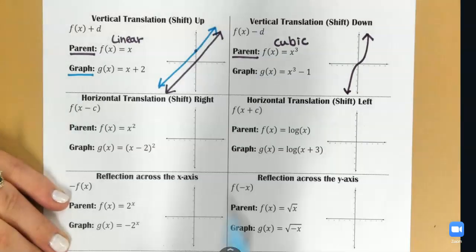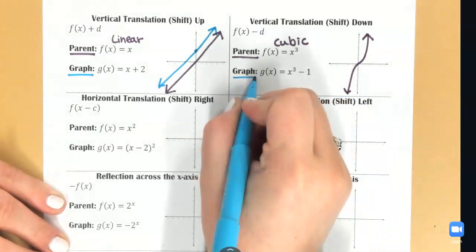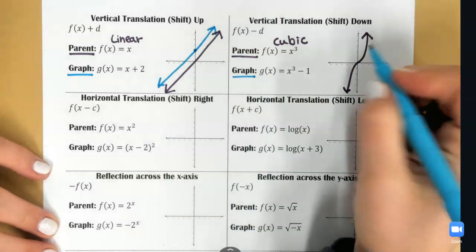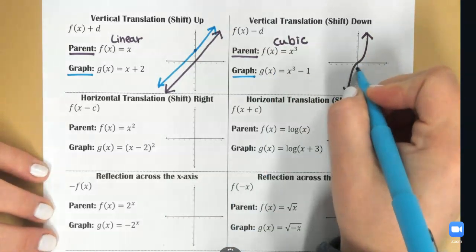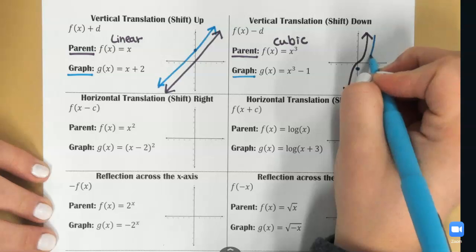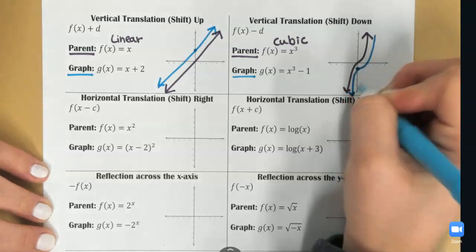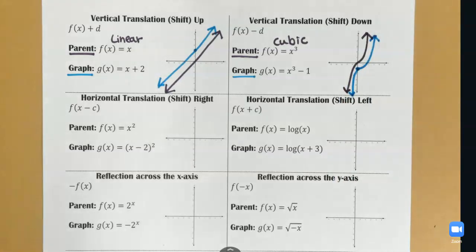Now if I am given the function x cubed minus 1, that means I'm going to take my same cubic function and shift everything down 1. So it's going to maintain its same shape, but everything just shifts down 1 unit.